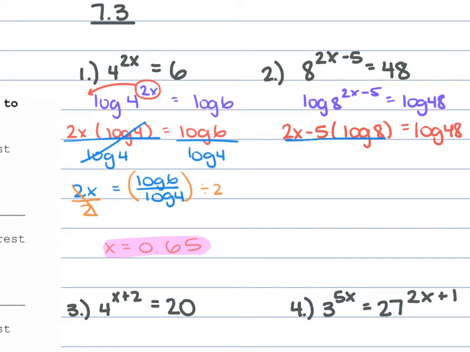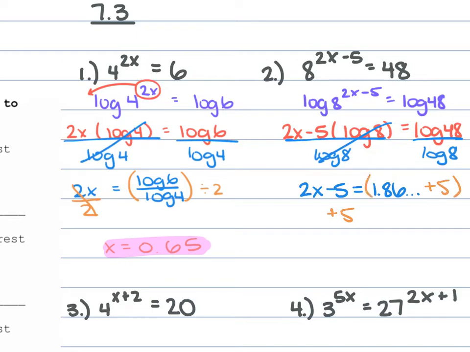From here, we're going to divide each side by that log 8. If you wanted to, for right now, you can do this in your calculator. So log 48 divided by log 8 gives us 1.861. So we're going to have 2x minus 5 is equal to 1.86, so on. From this, we are going to add the 5 to it. And then we are going to divide each side by 2.